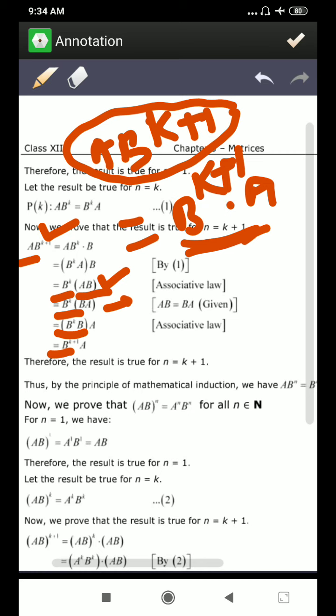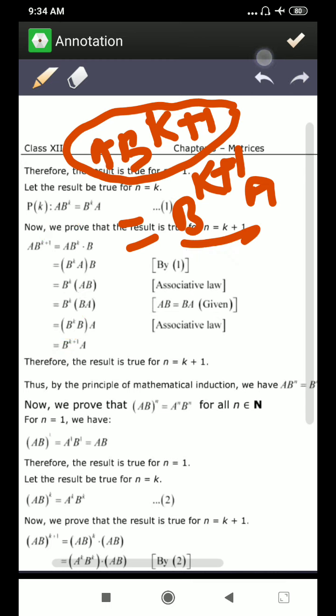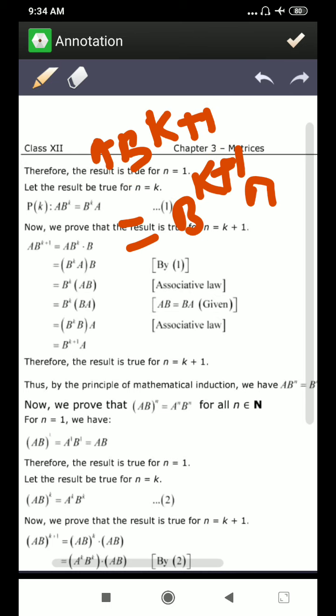It is quite simple. To prove Pk plus 1, actually we have to prove that AB raised to power k plus 1 will be equal to B raised to power k plus 1 into A. We'll start with this and prove it is equal to this much. So in this way we can prove this question. Second part: AB raised to power n is equal to A raised to power n into B raised to power n. That you have to prove.